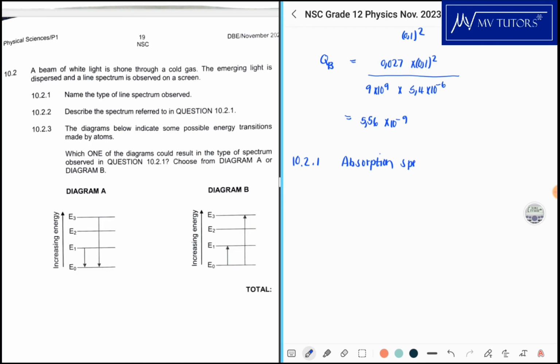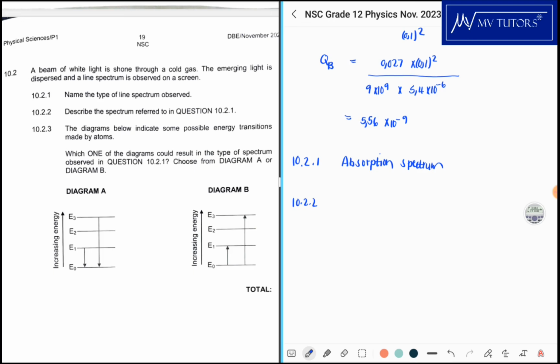Okay, if you're not sure, you can just have a look at the video that I recorded in the playlist. It's part of the Doppler effect, but the application of it, which is the red and blue shift. So just have a look at it and I explain there nicely. So yes, we have the absorption spectrum. Then 10.2.2. Describe the spectrum referred to in question 10.2.1.